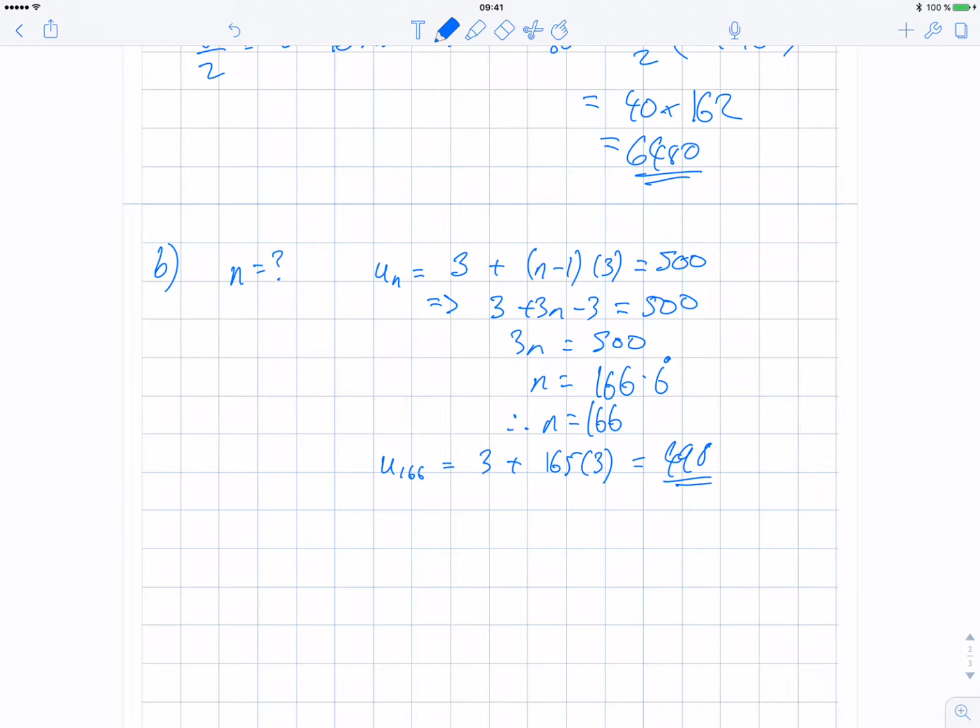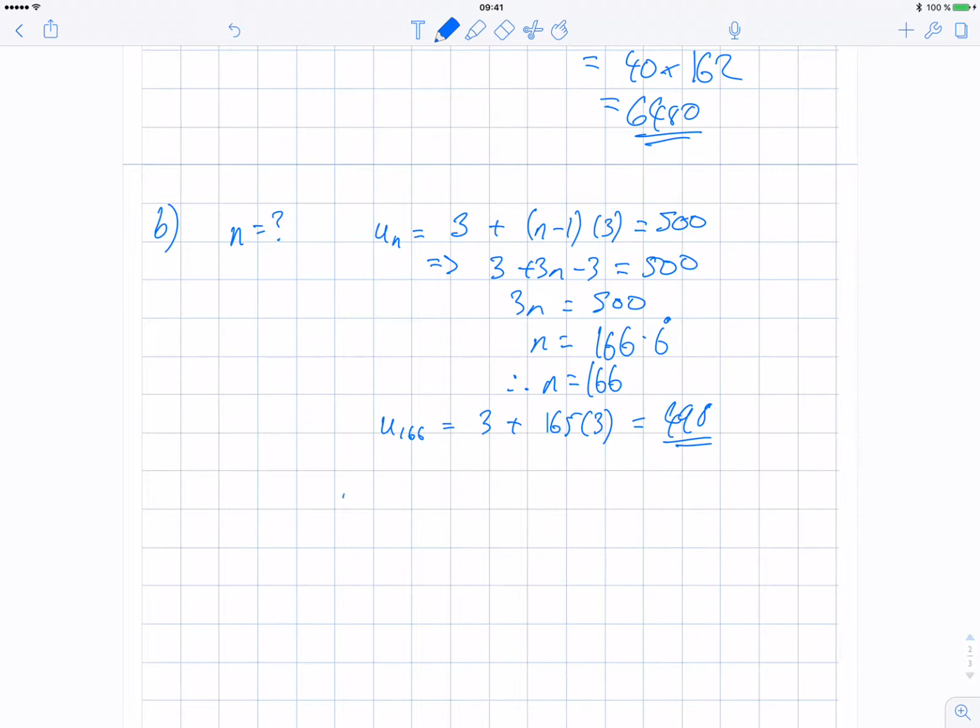So that's awesome. So I can do S of 166 is equal to 166 over 2, a plus l, so it's 3 plus 498, and I get 41,000. There is more than one way of doing this.